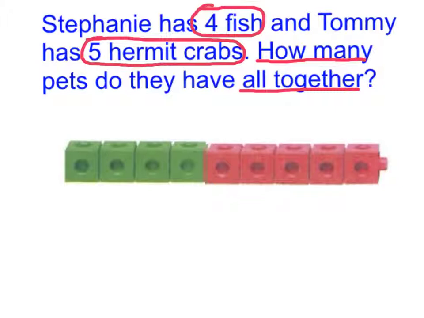There are 2 simple statements that you can use to answer your question and to describe how you found your solution. The first is an if-then statement. We would say, if Stephanie has 4 fish and Tommy has 5 hermit crabs, then they would have 9 pets altogether. The second statement we would make is to describe how we found our answer. Simply saying, I found my answer by adding. I knew that altogether meant to add.